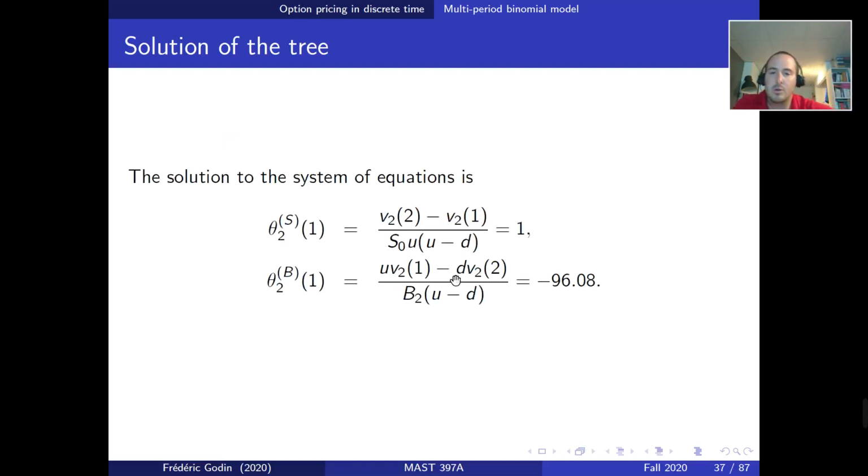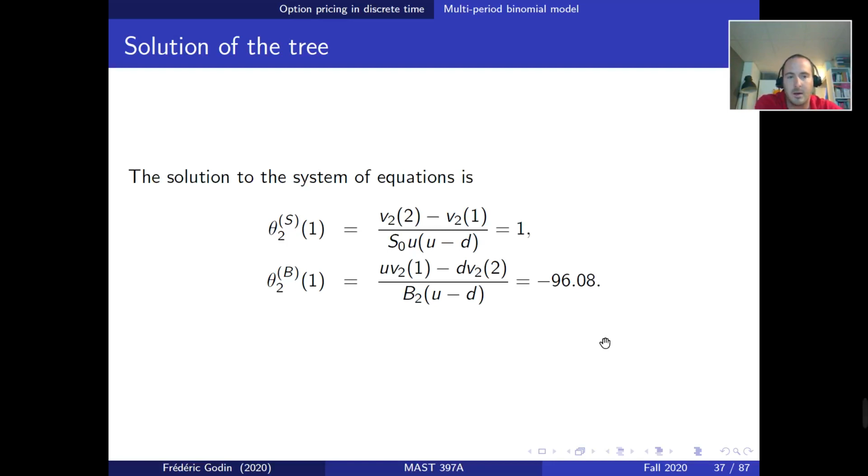It's possible to show that theta 2s1, the number of stock shares in your portfolio, would be equal to the following quantity, which depends on the terminal portfolio values needed to achieve perfect replication of the payoff, and on other quantities such as S0, U, and D. Same thing, you can isolate the value for the number of risk-free asset shares in your portfolio. And if you just plug in the values you've obtained here, the number of stock shares at that node should be 1, and the number of risk-free asset shares at that node should be minus 86.96. Sorry.